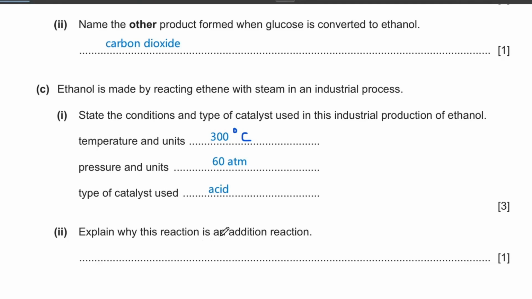Explain why this reaction is an addition reaction. The answer is because only one product is formed. If it were substitution, 2 products would be formed. That is, the atom that is substituted will form a second product. But since addition is just being added, only 1 new product is formed. So therefore, it is an addition reaction.